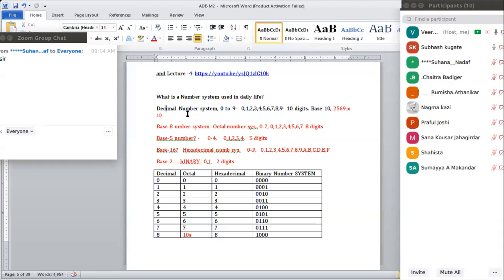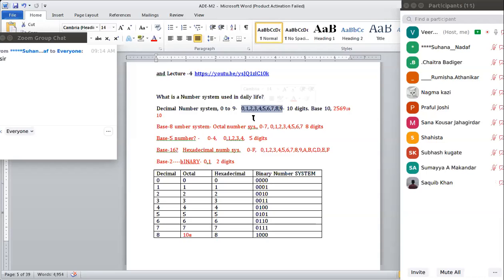Okay, so when I say a decimal number system, this number system has a total of 10 digits, numbers from 0 to 9. Whenever a number is written, to denote it as a decimal number, we need to write the base as 10. When I write base as 10, that number will be considered a decimal number. This is what we use in our daily lives.